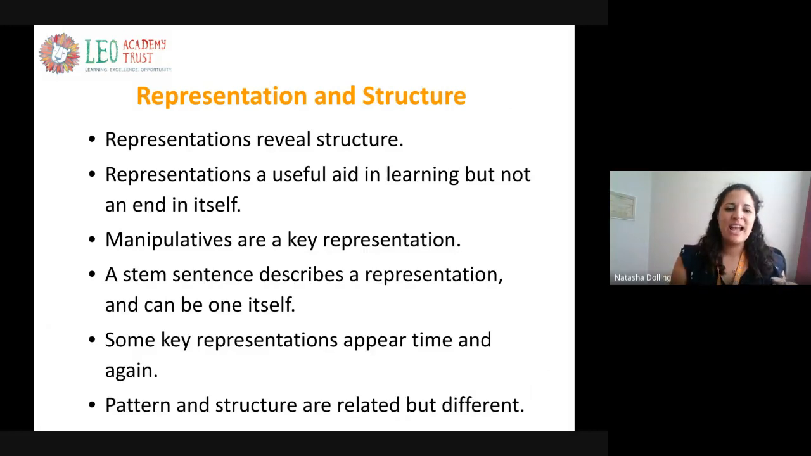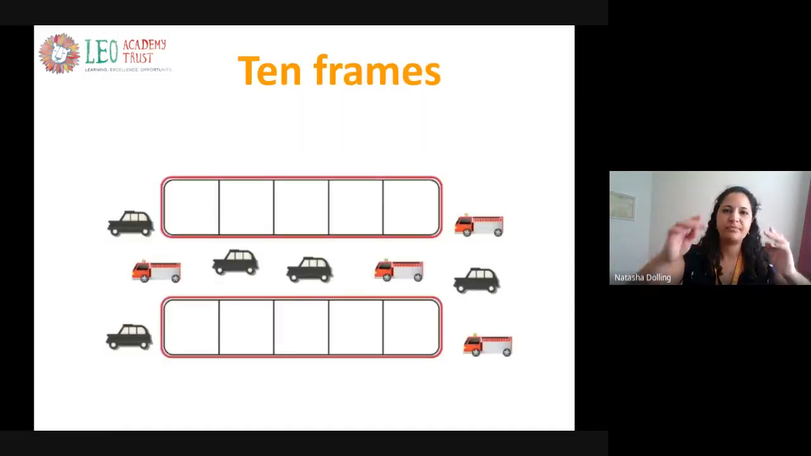And that pattern and structure are related but different. So those are the sort of bullet points. Let's go through some examples now. The first representation I want to go through is the ten frame, or the tens frame. So here's a tens frame. It's just been split up into 5 and 5.